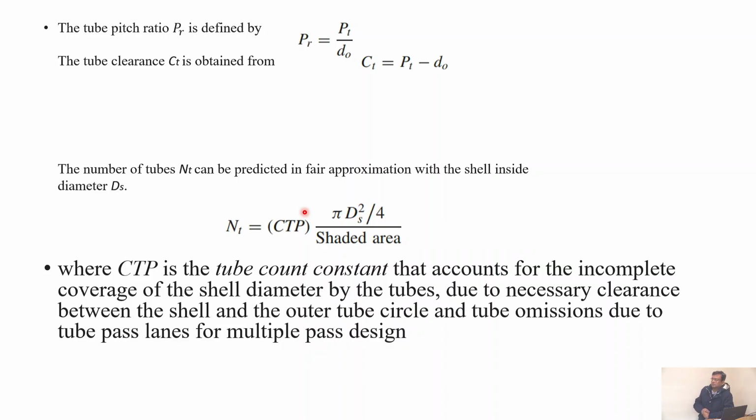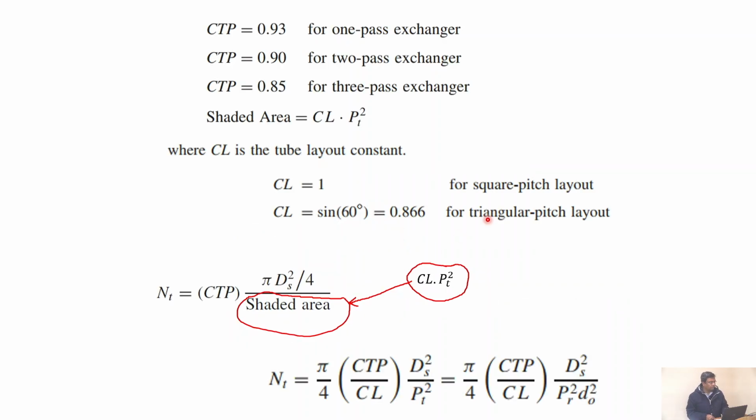Okay. So the arrangement of tubes in a shell and tube heat exchanger is not exactly uniform, because there is some clearance between the shell and the outer tube circle, and there are some separators, tube pass lanes, etc. So there is a little bit of adjustment. So this CTP is not actually 1. If CTP was 1, then the number of tubes would have been pi ds squared by 4 divided by this shaded area which we are coming to. So what is this shaded area?